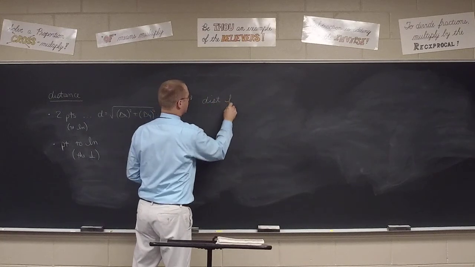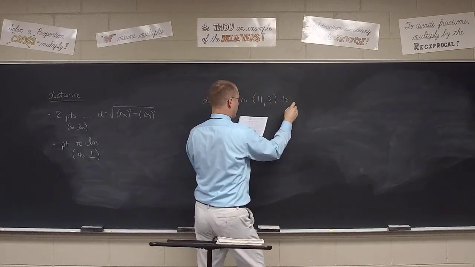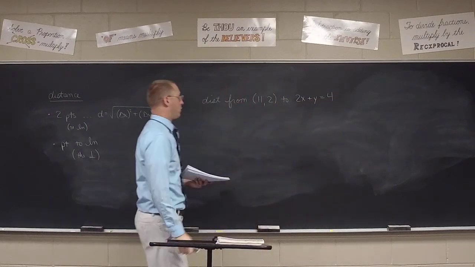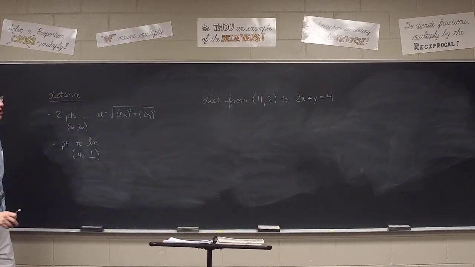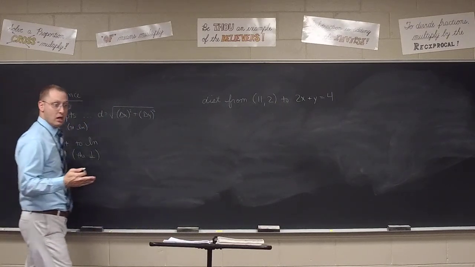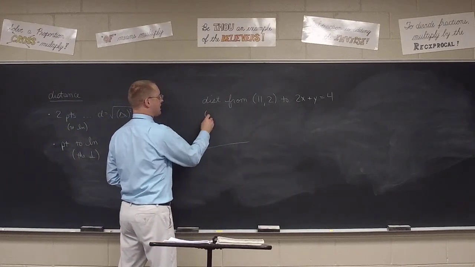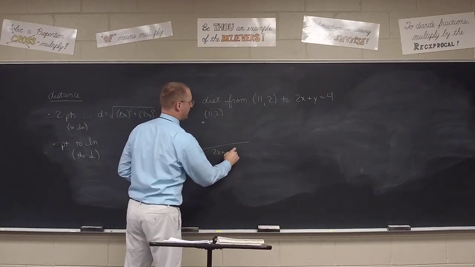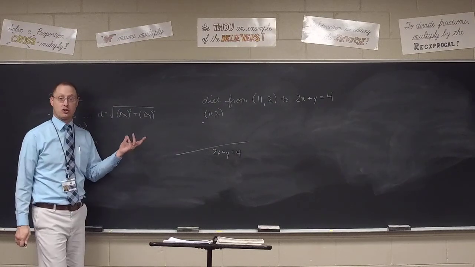Let's find the distance from the point 11, 2 to the line 2x plus y equals 4. The distance from 11, 2 to the line 2x plus y equals 4. So, quick sketch, right? There's a point, there's a line. I'm going to say this point is 11, 2, and I'm going to say this line is 2x plus y equals 4. Probably looks nothing like that, but it doesn't matter because we don't trust our eyes anyway, right?